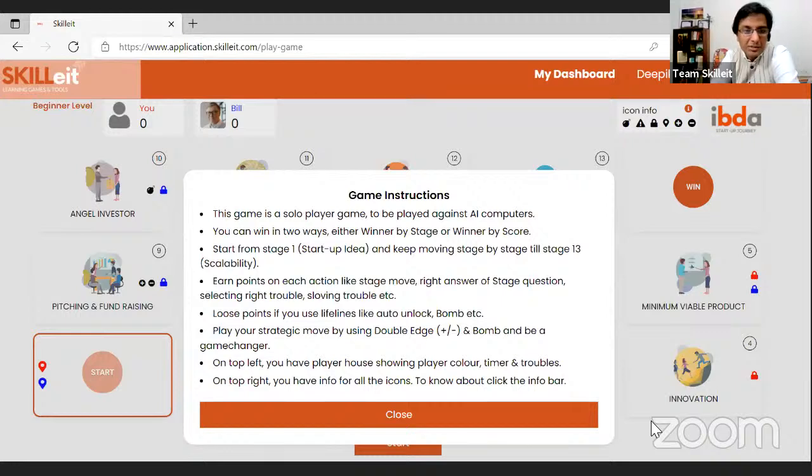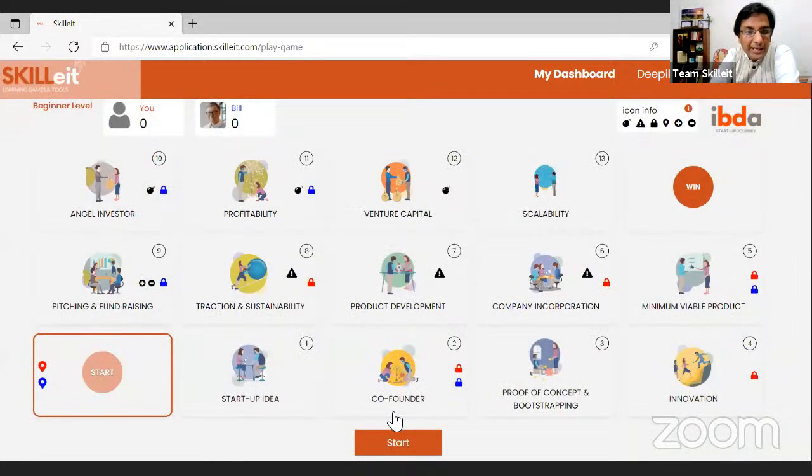Now you have game instructions. Just read the game instructions quickly. In this game, you don't need any rule book, nothing. The computer will prompt you on every move, and this is a solo game against the computer. The computer is AI based, and shown as one of the founders of any startup. Like Deepika, she's playing against Bill Gates. So hats off to you. You can read and close it. Now your game starts. Just start the game and keep playing.